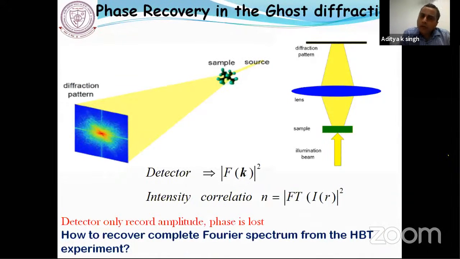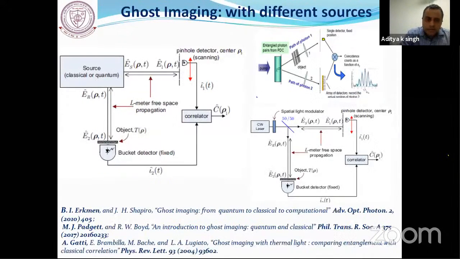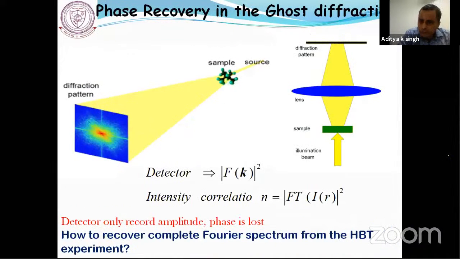Because this technique is all based on the Hanbury Brown and Twiss approach, we definitely face the problem of phase loss, or what we call phase recovery. As I mentioned in the context of the Hanbury Brown and Twiss experiment, it is exactly the same, because ghost imaging is based on the Hanbury Brown intensity correlation. If you follow the conventional Hanbury Brown and Twiss approach, the phase part is lost. So I will explain how we can get the phase recovery, and how I'm trying to solve this problem.